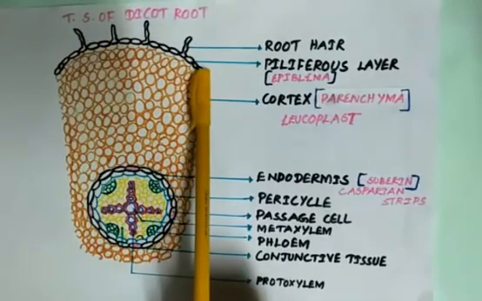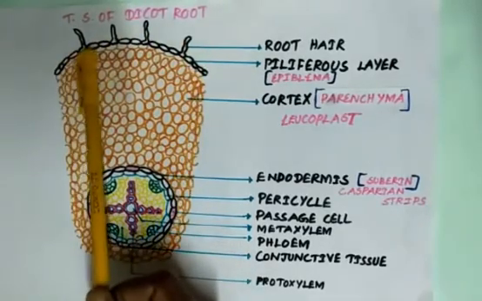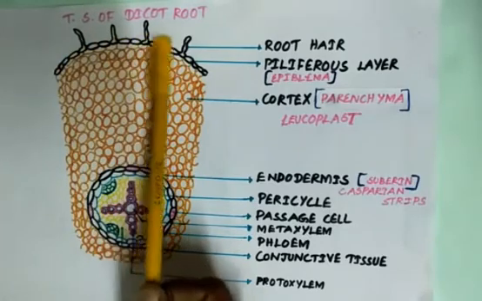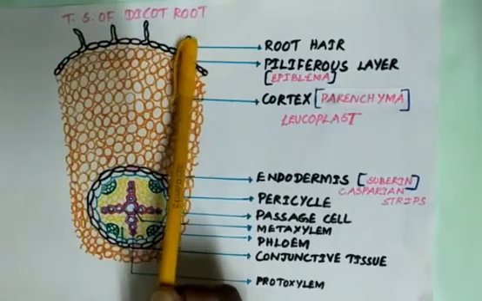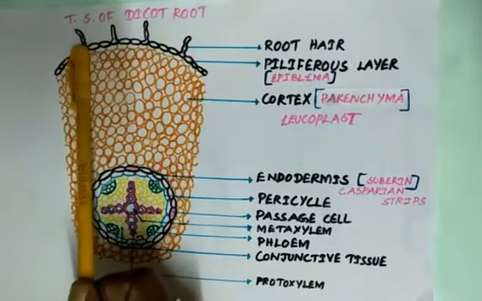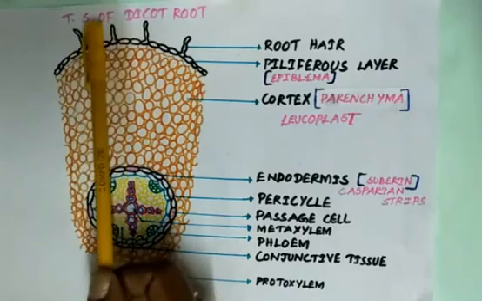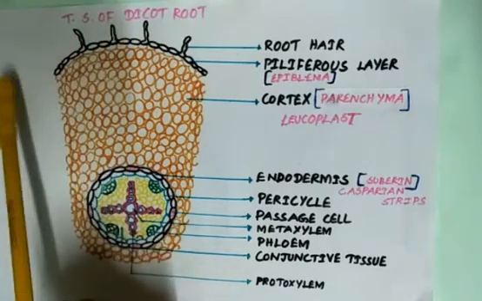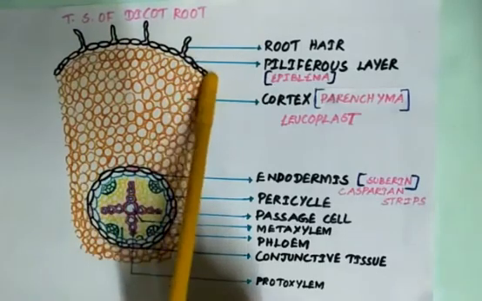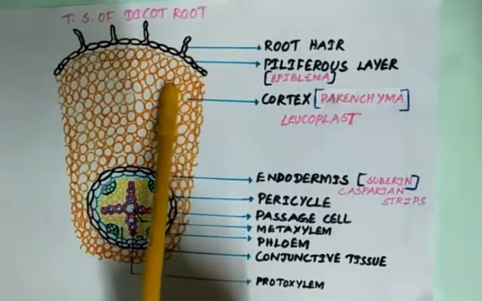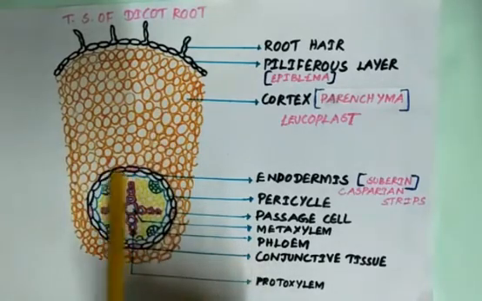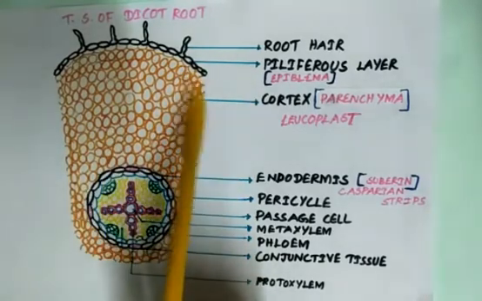It has two types of cells, short cells and long cells. The short cells are known as trichoblasts. Root hairs are formed from these trichoblasts. Root hairs absorb water and minerals from the soil. What is the main function of the piliferous layer? The piliferous layer protects the inner tissues. The main function is protection.